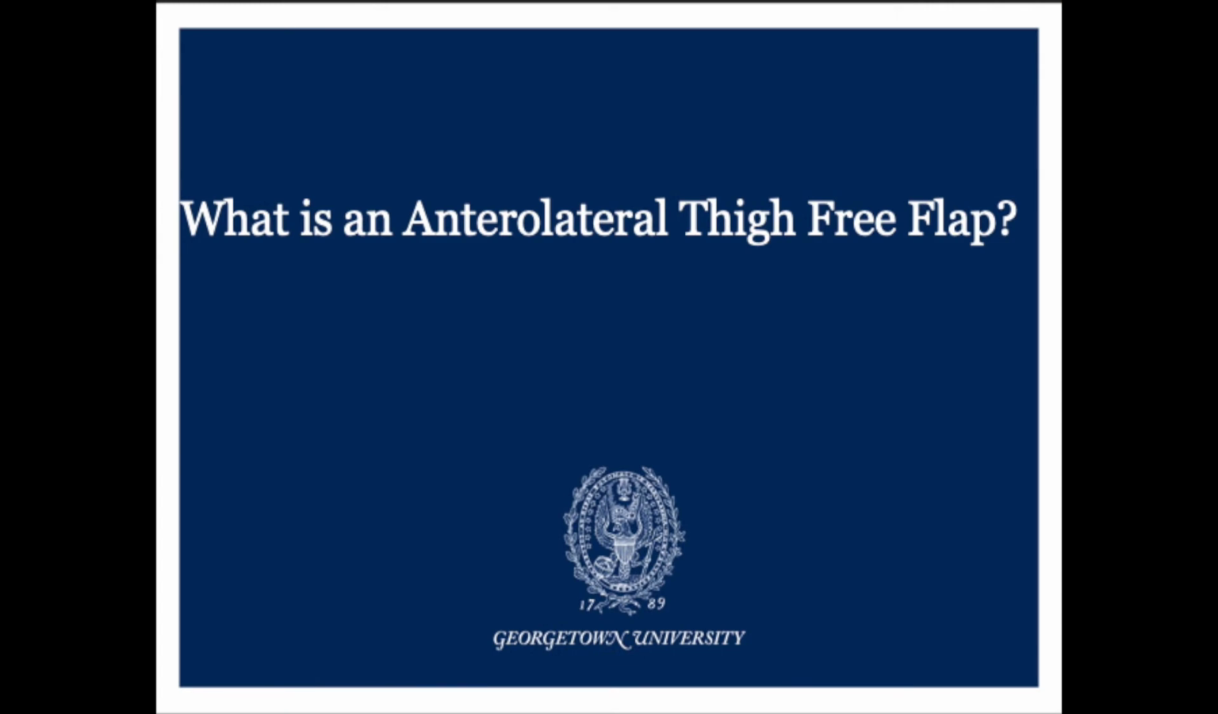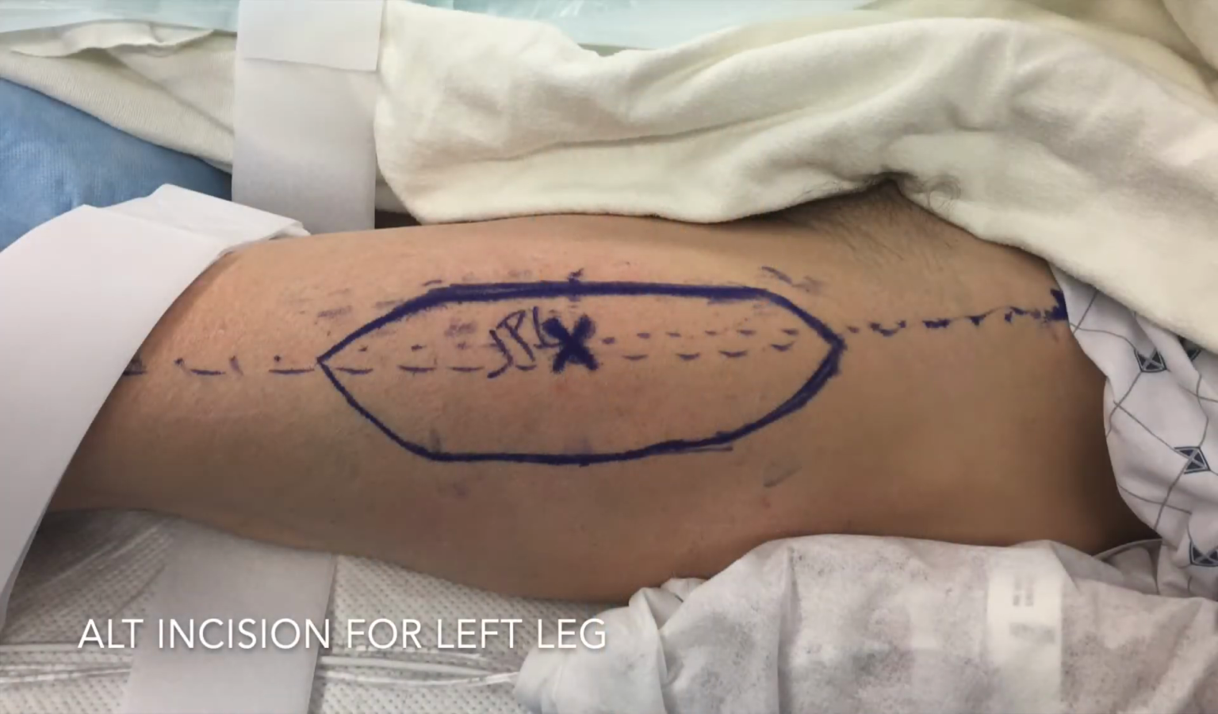Today, I will be discussing anterolateral thigh free flap reconstruction. An anterolateral thigh free flap, also known as an ALT free flap, consists of skin, fat, and fascia taken from the lateral aspect of the thigh.